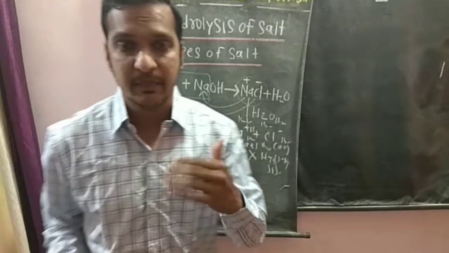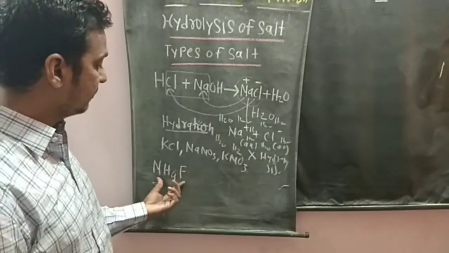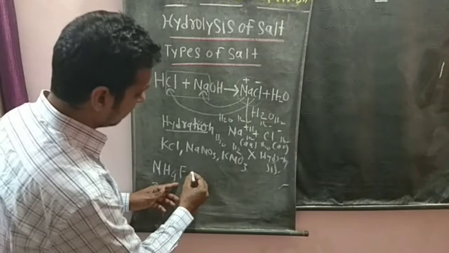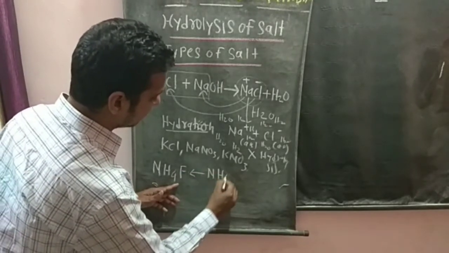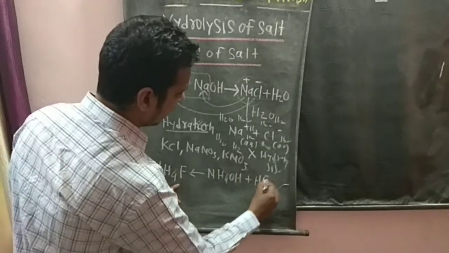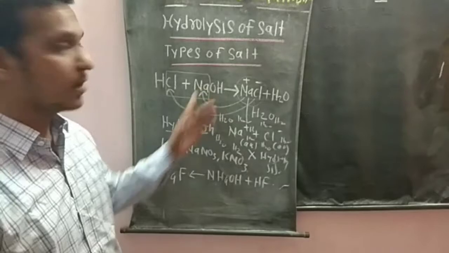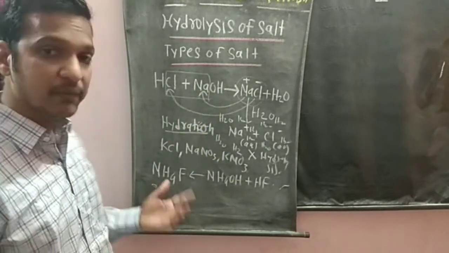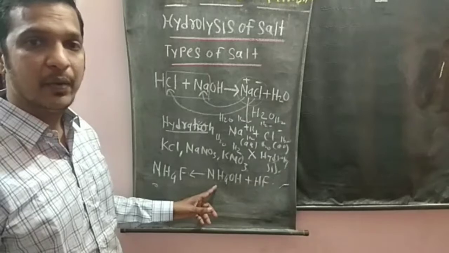And ammonium fluoride is made up of a weak acid and a weak base, such as NH4F, which is made of a weak base such as NH4OH and a weak acid such as HF. Here NaCl is a salt, but it is made up of a strong acid and a strong base. Here also ammonium fluoride is a salt, but it is made up of a weak acid and a weak base.